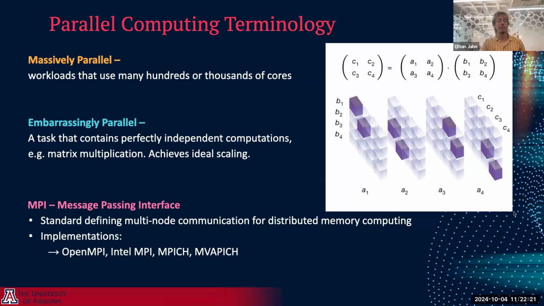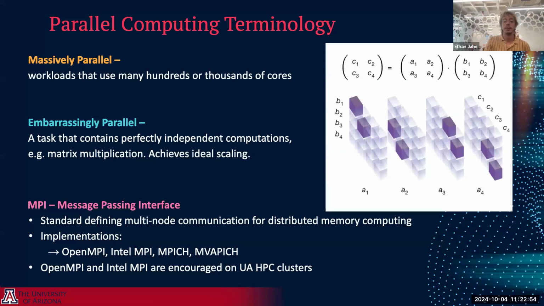Some examples of implementations of MPI include OpenMPI, Intel MPI, MPICH, and MVAPICH. There's a handful of different implementations that are compatible with different types of software. It's important to be aware that MPI is not a code in and of itself, and that there are a variety of different codes that will implement this protocol. On our U of A HPC clusters, we typically use OpenMPI mostly, and in some cases, Intel MPI.